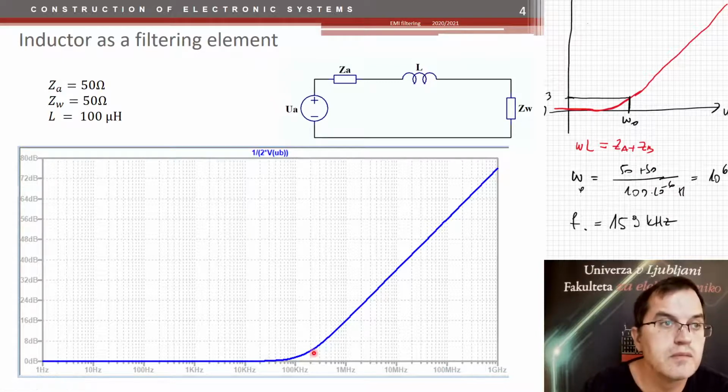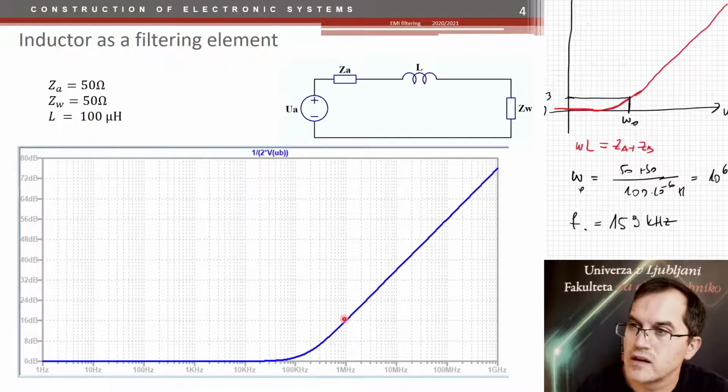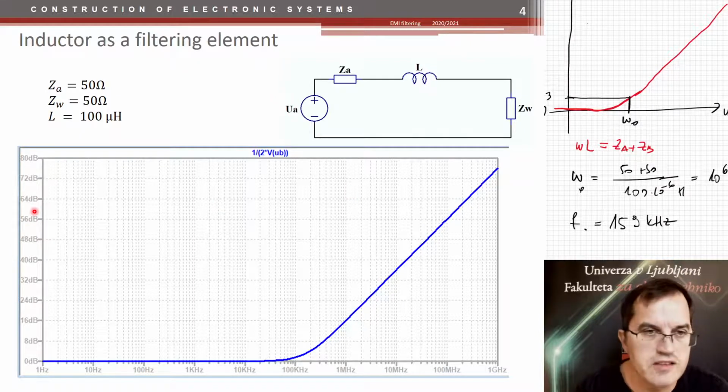And then the loss factor, the insertion loss, increases linearly in the log scale, of course, and that's the ideal case.